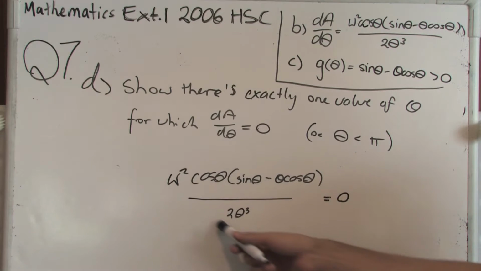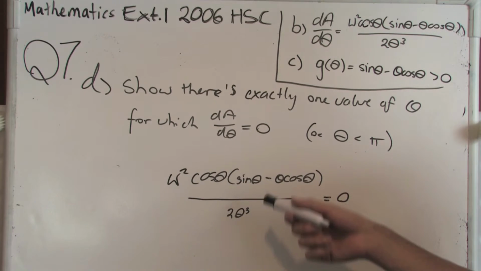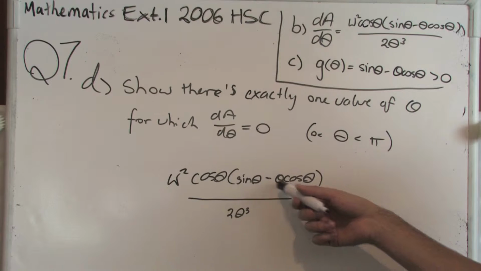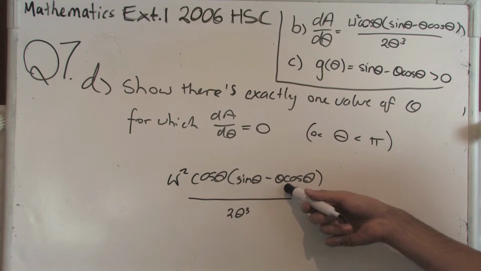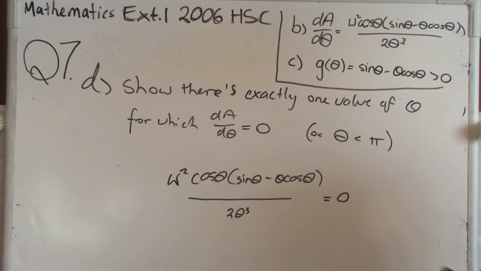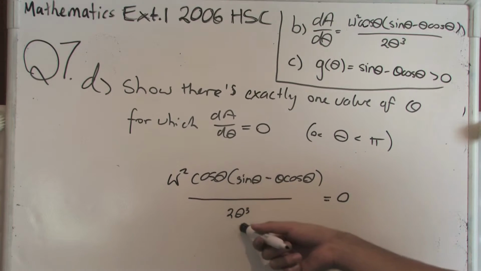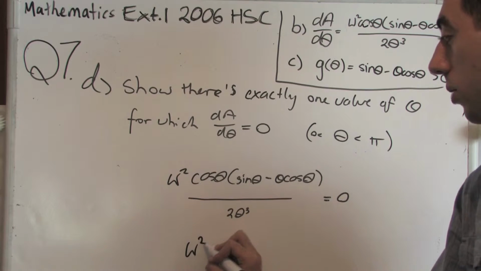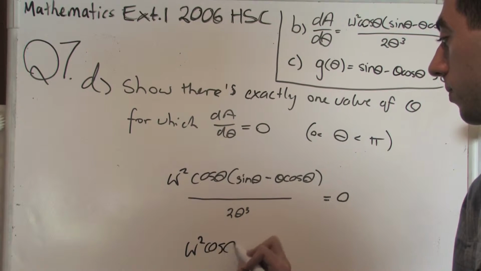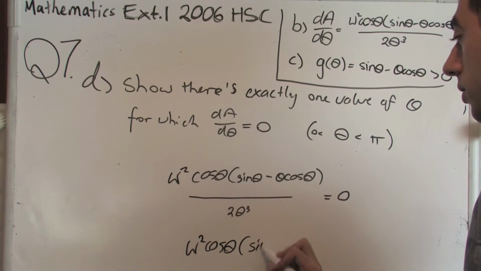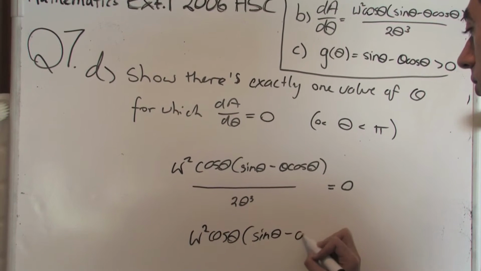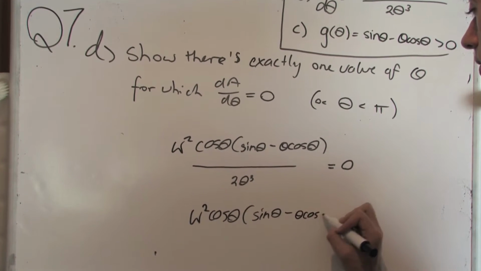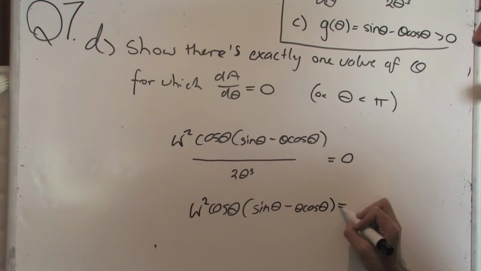Alright, so now how are we going to solve this? We don't really know how to solve this equation directly. Even with Newton's approximation, we can only find an approximate answer for this. So we don't know what to do. We're going to have to multiply by the denominator first. So we've got w squared cos theta outside of (sin theta - theta cos theta), and that's going to be equal to 0.